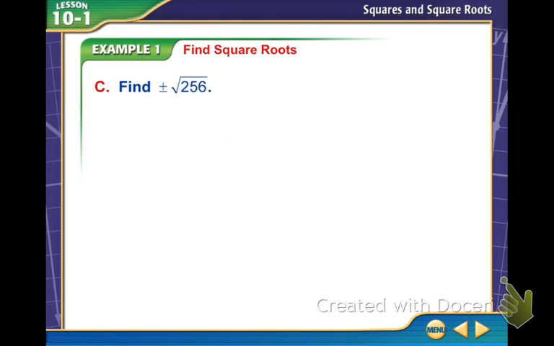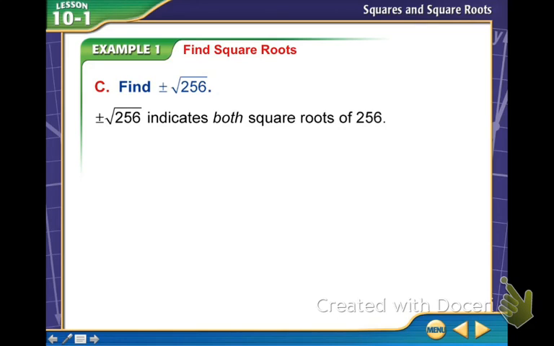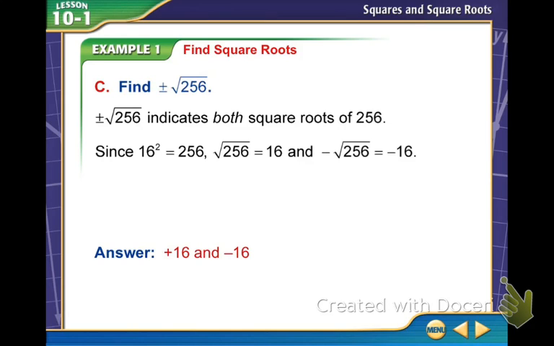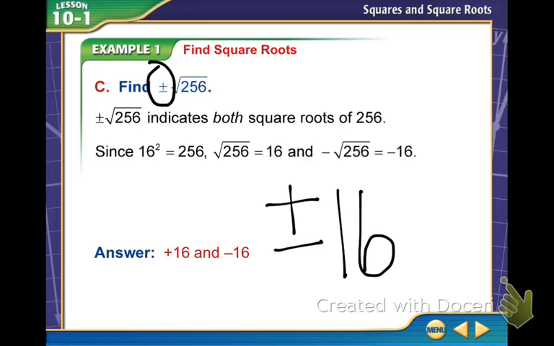And here we have a new symbol. It's called a positive negative, right here, right in front. It designates that you're giving both square roots of 256. So we're going to have an answer of positive negative 16, because 16 times 16 equals 256. So 16 is the square root. And we're using our positive negative symbol to show that it's both a positive 16 and a negative 16.